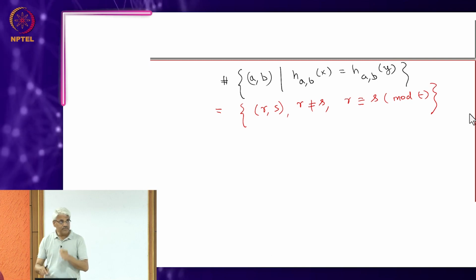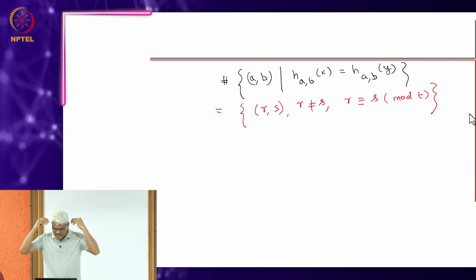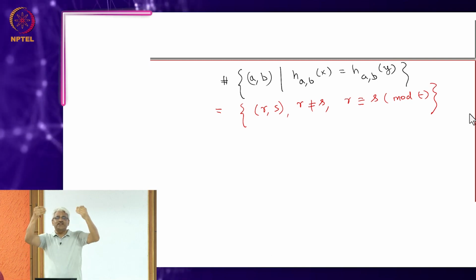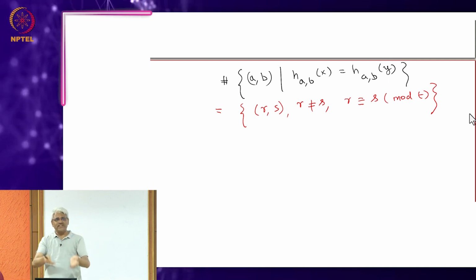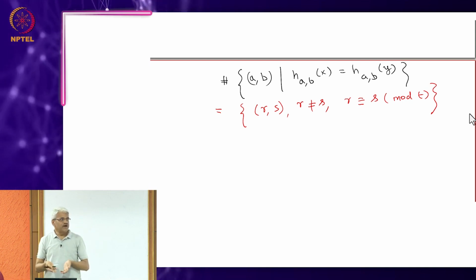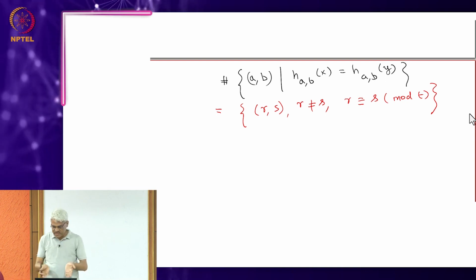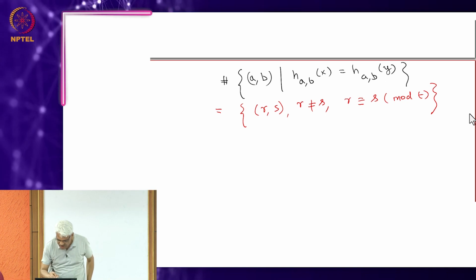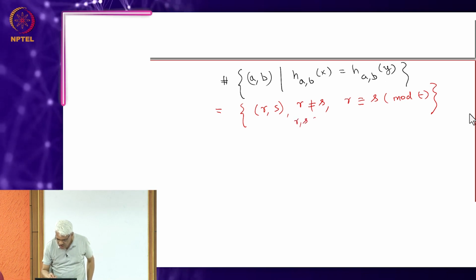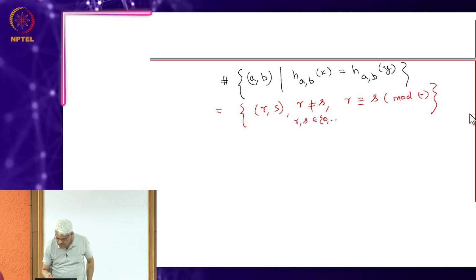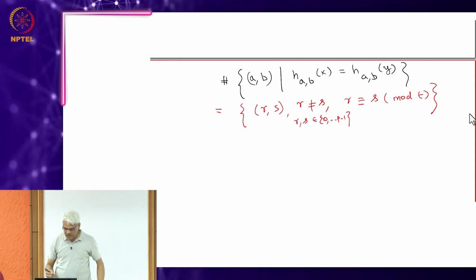R and S are different, but in the mod t world they are the same. It so happens that they are H_AB of x and H_AB of y, but you might as well think that they are some arbitrary pair of distinct numbers. Okay. So, now let us compute this. This is very easy to do, right. So, basically R and S are in the range 0 to p minus 1. So, let us fix R.